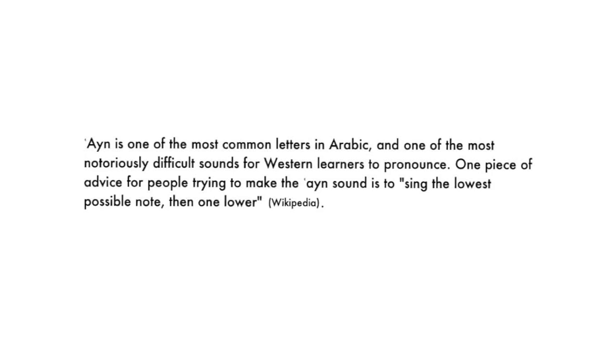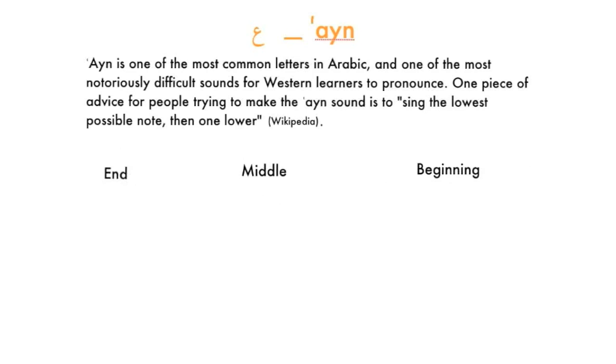The letter Ain. Ain is one of the most common letters in Arabic and one of the most notoriously difficult sounds for Western learners to pronounce. One piece of advice for people trying to make the Ain sound is to sing the lowest possible note, then one lower. Now let's see how we write the letter Ain. The letter Ain is basically like the letter Ghayn, but with no dots.